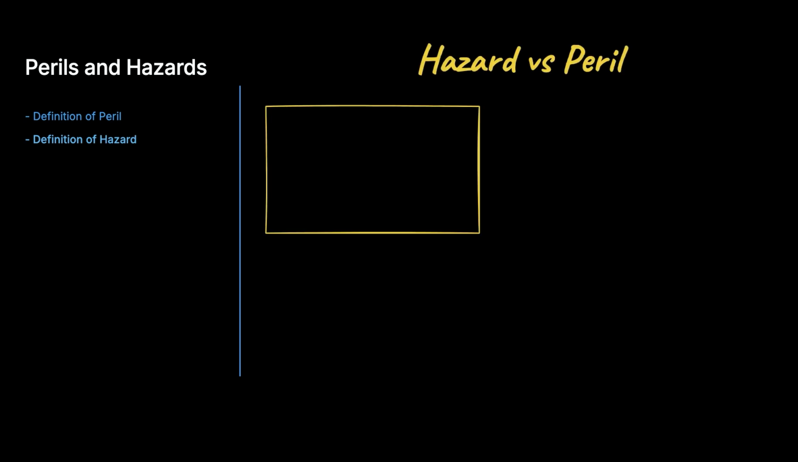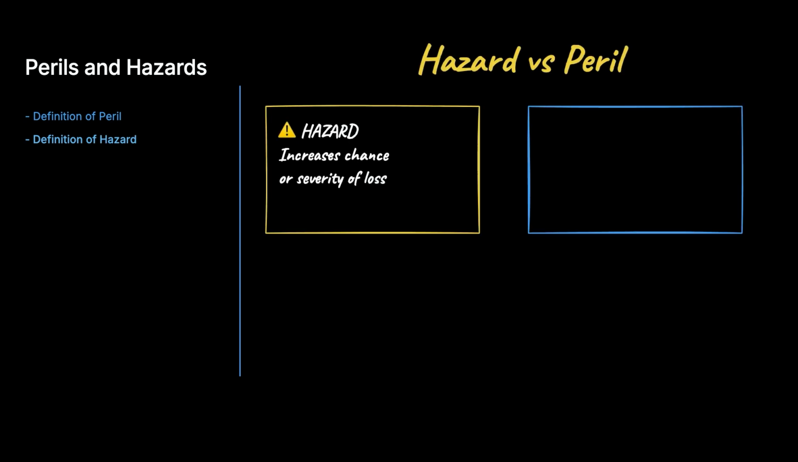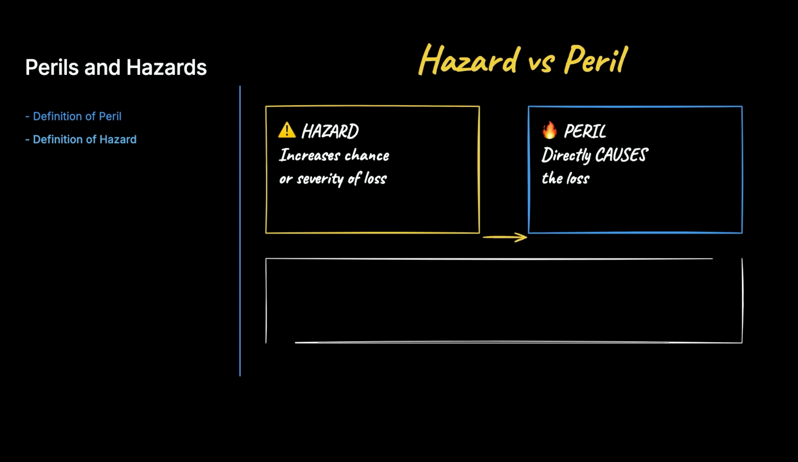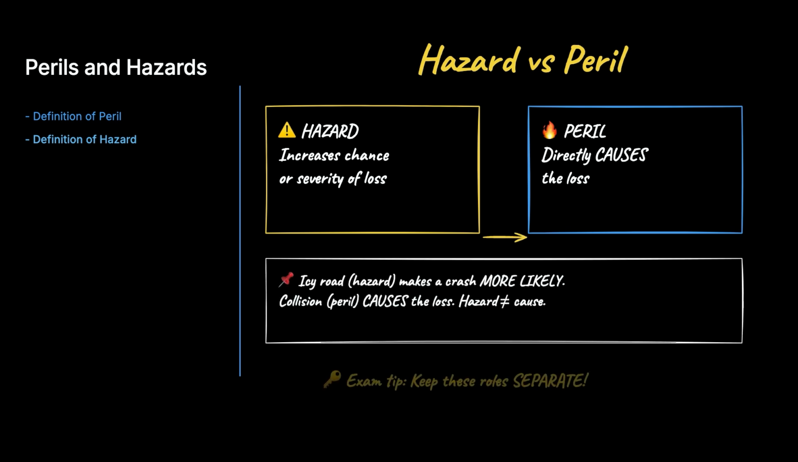A hazard is different. A hazard is anything that increases the chance or severity of a loss. Here's the key, and the exam tests it constantly. Hazards do not cause losses. They make a loss more likely or more severe. The peril causes the loss. The hazard tips the odds toward that loss happening. Keep those two roles separate.